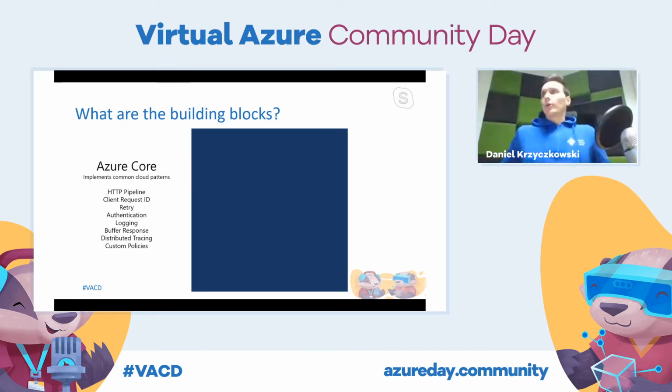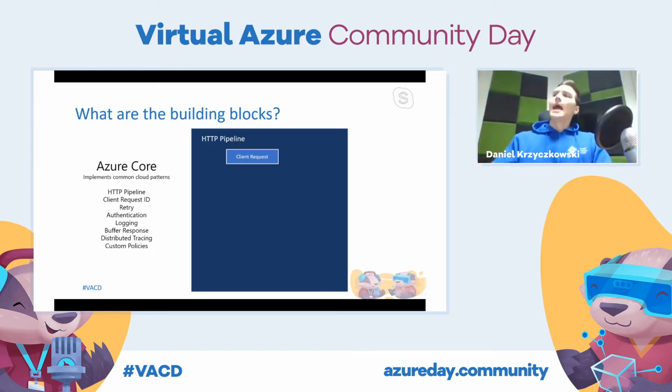And also, when talking about the building blocks and Azure Core, I mentioned that Azure Core implements some common cloud patterns like HTTP pipeline, retry, authentication, as mentioned before, and logging. So I would like to show you what's happening in the HTTP pipeline, because this is a really cool feature available in the Azure SDK. So what's happening here?